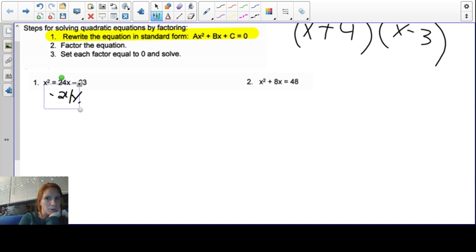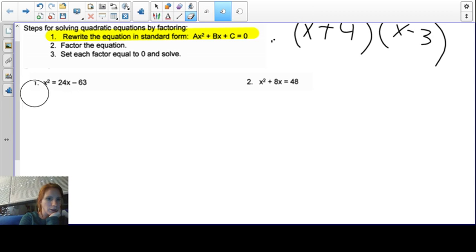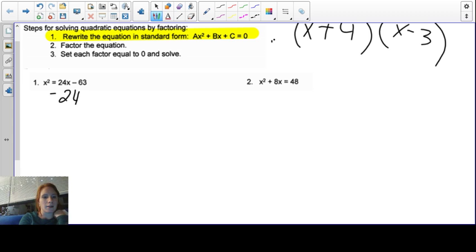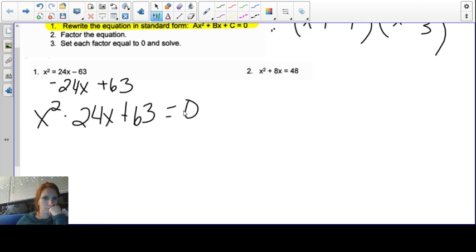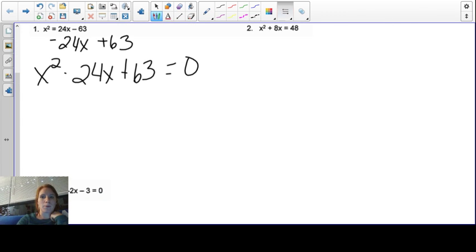And at the same time, I'm going to, wow, that looks really bad. Let me try that again. We're going to subtract 24x to both sides. We're going to also add 63. And I'm doing that to both. So it's going to become x squared minus 24x plus 63 is 0. Next step is factor like what we're used to.